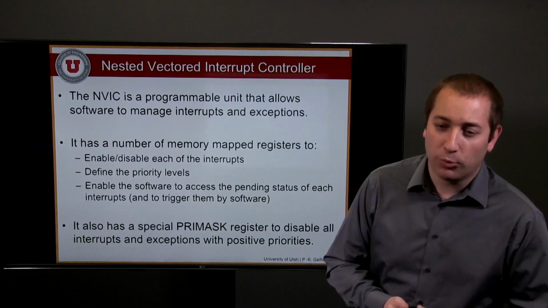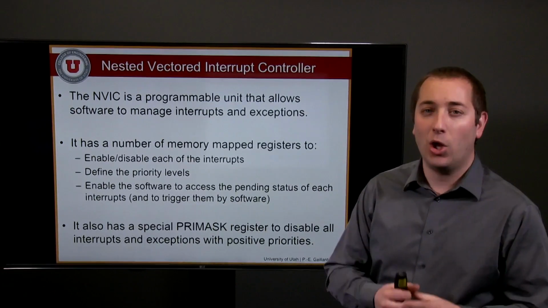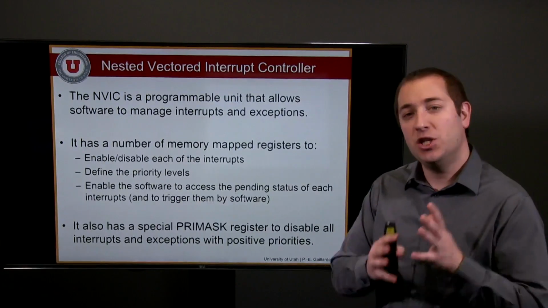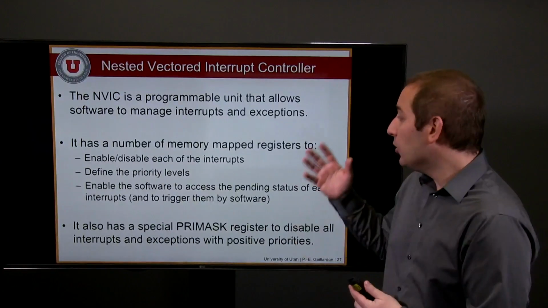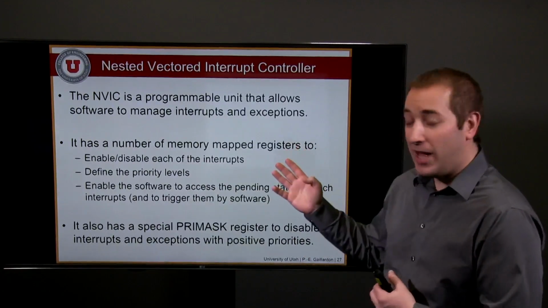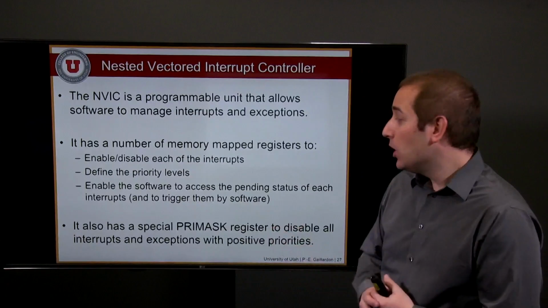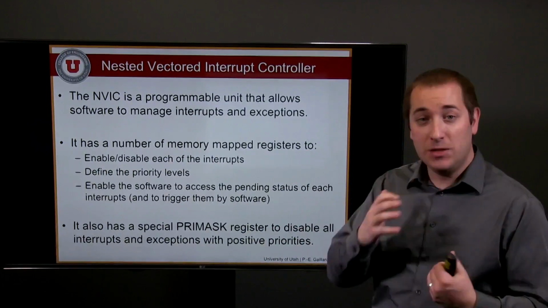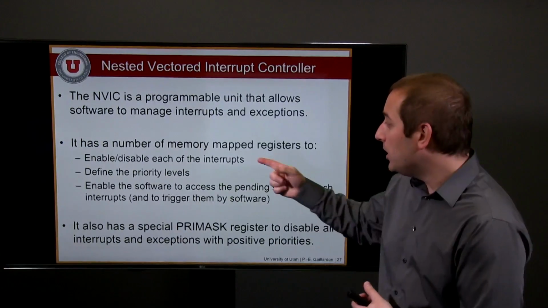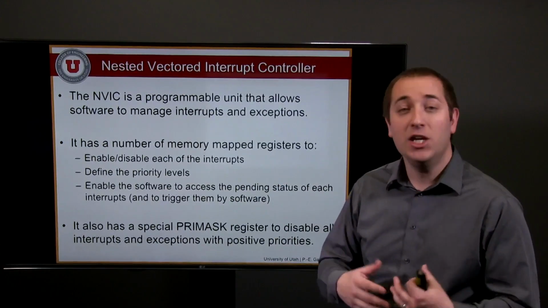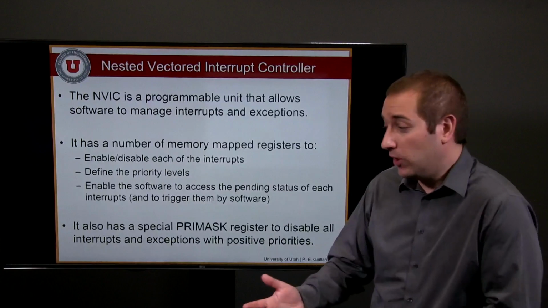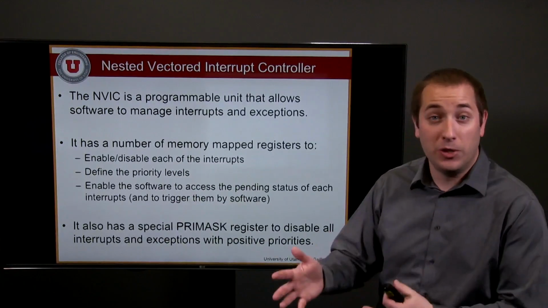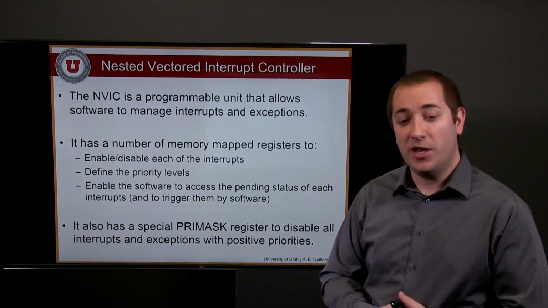So the NVIC is a programmable unit that will allow your software to manage interrupts and exceptions. And in order to do so, as with any other peripheral, you can control it through a set of memory mapped registers. These memory mapped registers will be used to enable or disable each of the interrupts, because in your application you may not want your USB to trigger, for instance, an interrupt.